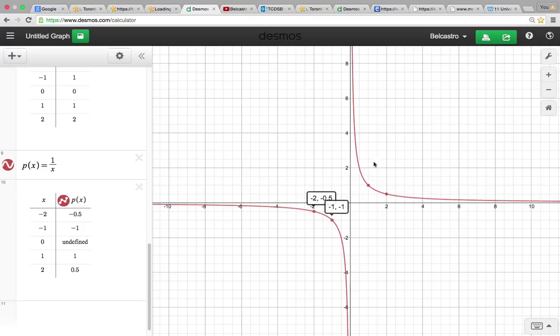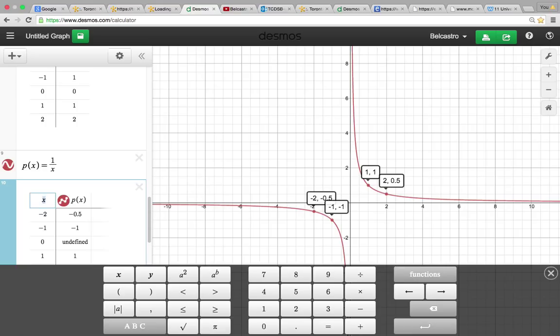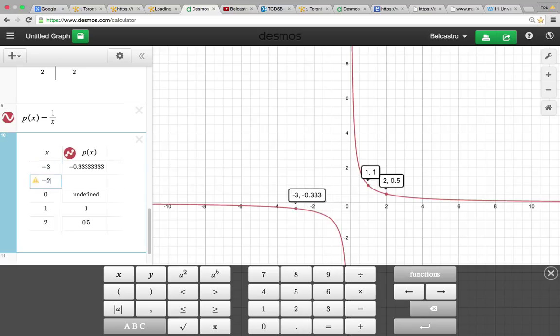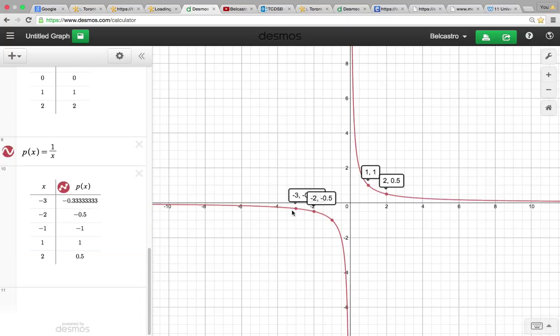And then 0 is undefined. So remember I told you this function never touches the y-axis. And then 1, 1 we get, and 2.5. Okay, these are okay, but they're not the best. So I'm going to add a few extra in here. I'm going to turn this guy into -3. -3, -2, -1. Okay, these are all points that are kind of helpful.